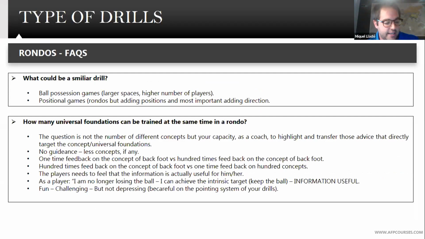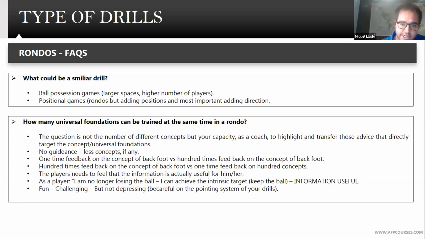Mikel, that's fantastic, but I have lots of players and I need larger structures, but I don't want to start playing by positions. I want to keep it without positions, maybe. Then you have the ball possession games that we mentioned earlier. Instead of doing a 4v2, you do a 10 versus 6, following the same principles that the rondo has, which is basically keep the ball. And you'll probably find lots of universal foundations in that drill.